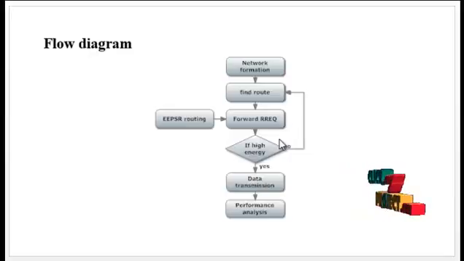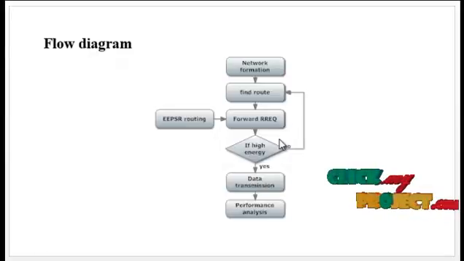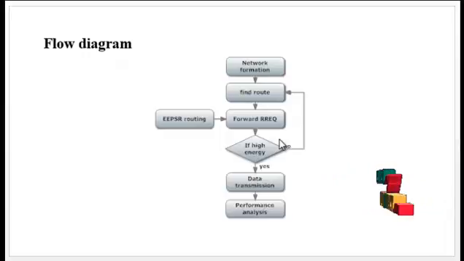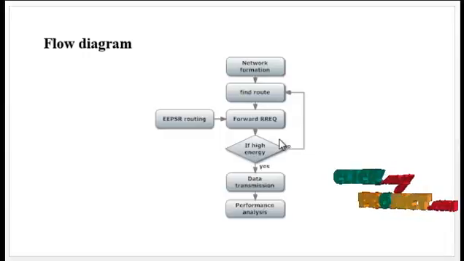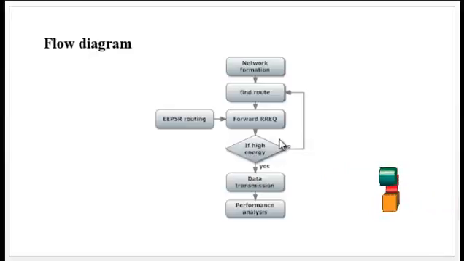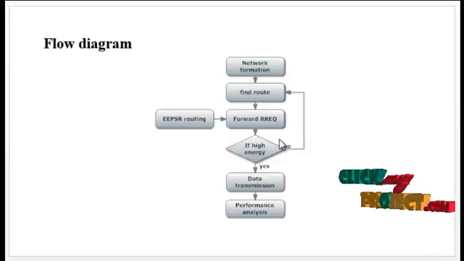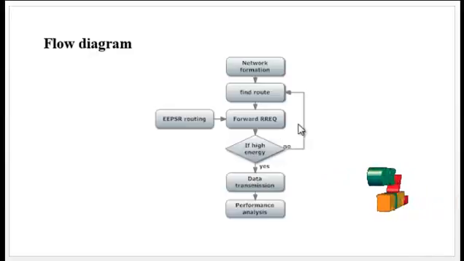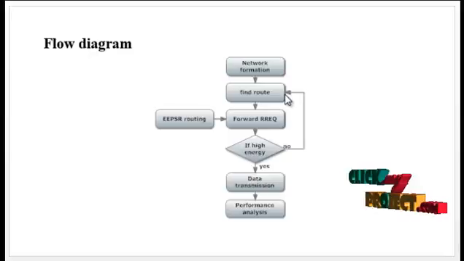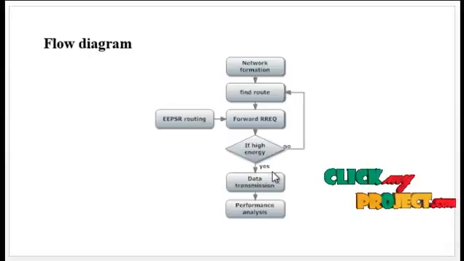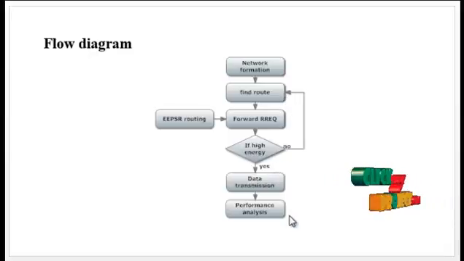If the route is processed, the energy condition is verified. If it has high energy to forward the packet, then the route is established and provides the data transmission, or else it finds another path to transfer the packet. After the data transmission, the performance is analyzed against the existing system.